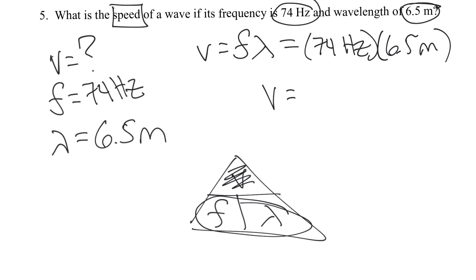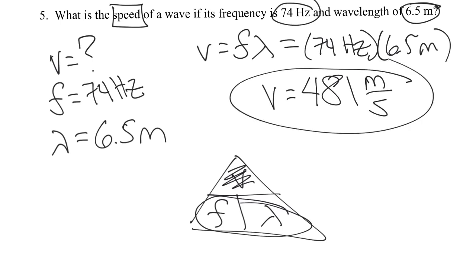All right, f is 74 hertz, lambda is 6.5 meters. When I do that in my calculator, I get 481. Well, what units does v have? Meters per second. And that's all she wrote.